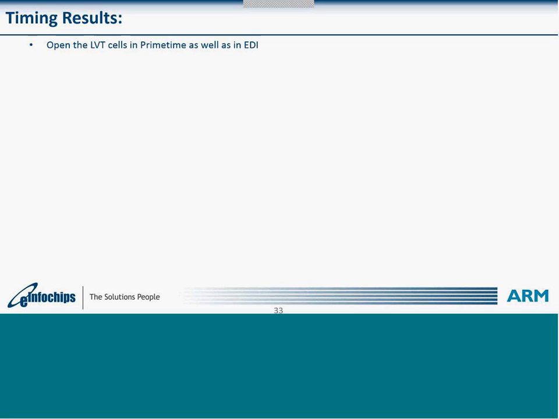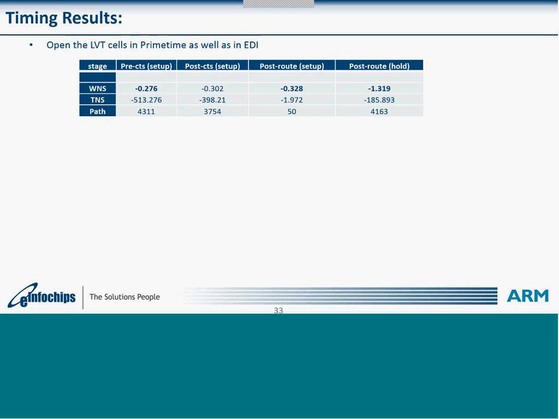Next one, timing results. As I mentioned earlier, initially we started with 450 megahertz of speed, and then we wanted to optimize it to 470 megahertz. When we tried 470, we saw some timing violations on the paths. We tried different experiments and different techniques to solve them, but some of the paths were still failing. So then we decided to try LVT swap.